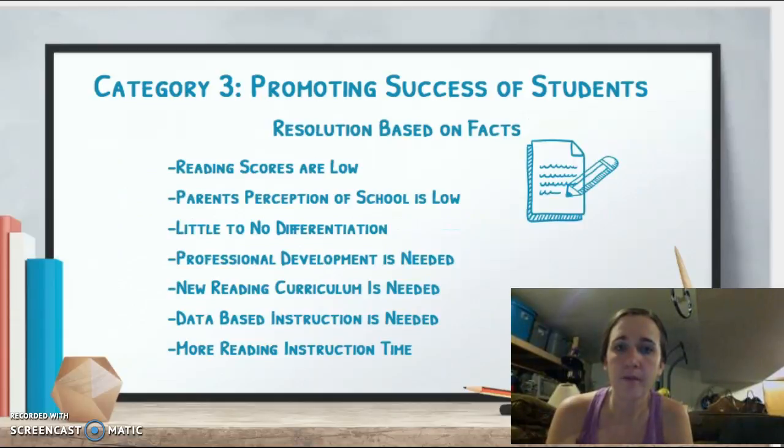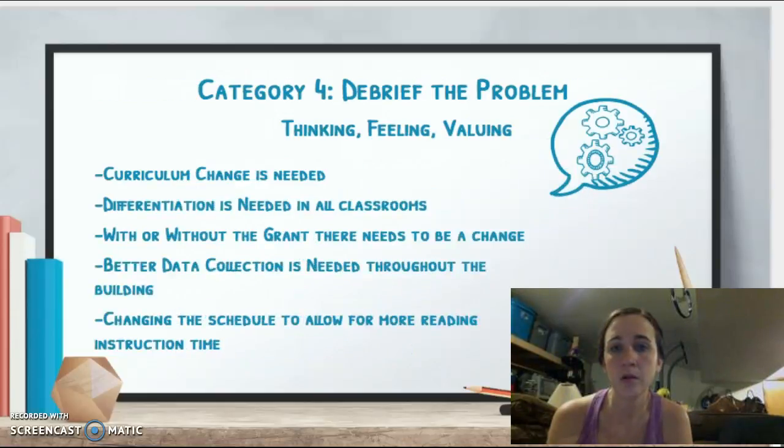My resolution based on facts: reading scores are low, parents' perception of the school is low, there's little to no differentiation. A few teachers do differentiate, but not all. Professional development is needed with best practices and data-based instruction. Which data-based instruction is needed, a new curriculum is needed, and more reading instruction time is needed as well. So I feel like these are facts that I have gathered, and these are things that need to be changed, which I feel are being met in the plan I have proposed.